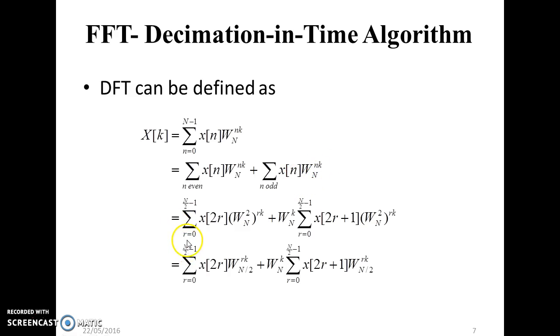That is, summation over r equal to 0 to N by 2 minus 1 x of 2r WN raised to 2 rk plus WN raised to k summation over r equal to 0 to N by 2 minus 1 x of 2r plus 1 WN raised to 2 rk. That is, for the even sequence, summation over r equal to 0 to N by 2 minus 1 x of 2r WN by 2 raised to rk plus WN raised to k summation over r equal to 0 to N by 2 minus 1 x of 2r plus 1 WN by 2 raised to rk. 2r is the even sequence and 2r plus 1 is the odd sequence.